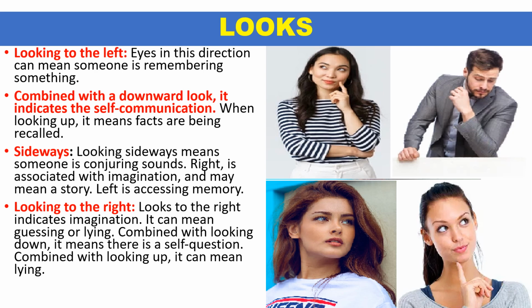Next is looks. Looking to the left. Eyes in this direction can mean someone is remembering something. Look at that girl, she is remembering something. Looking to the left means she is remembering something. Combined with a downward look, it indicates self-communication. When looking up, it means a fact is being recalled. Look at that guy, he is looking down. It looks like he is remembering something.